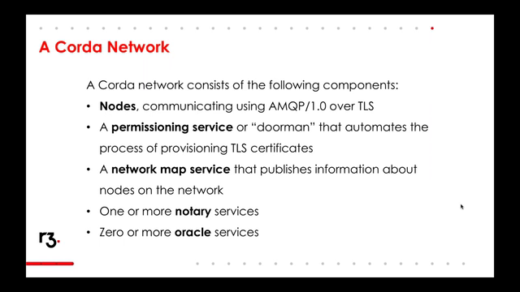We also have the network map service, which is essentially the phone book that publishes information about nodes on the network, and we have one or more notary services and zero or more Oracle services. So those are literally the entities that would comprise a Corda network. We're just going to go into a little bit of detail about the permissioning service and the network map service. We've already talked about notaries and oracles and regular Corda nodes.